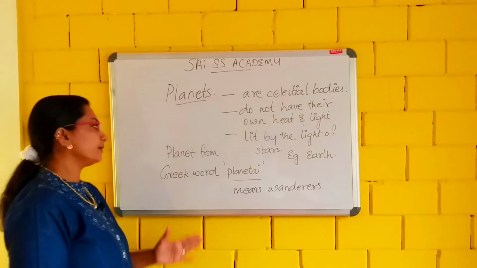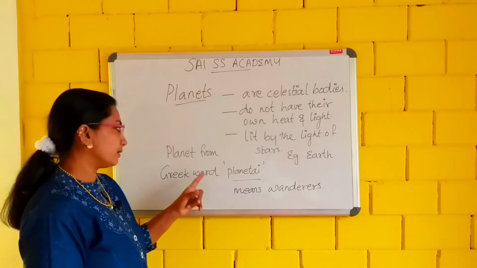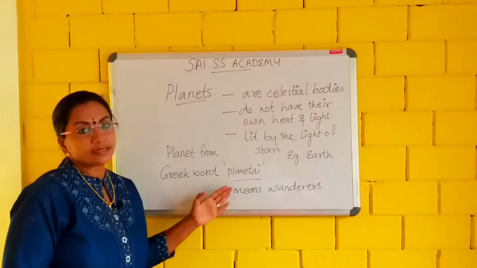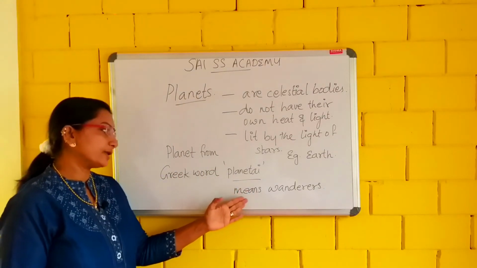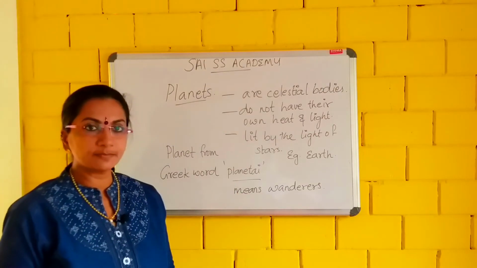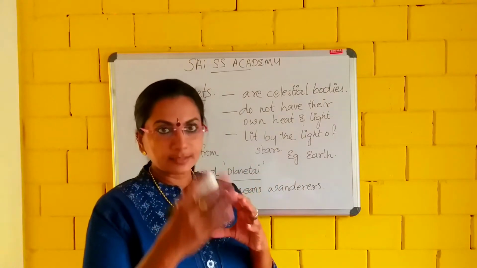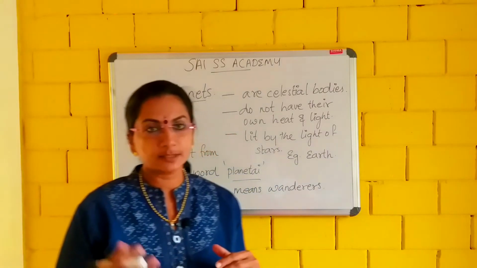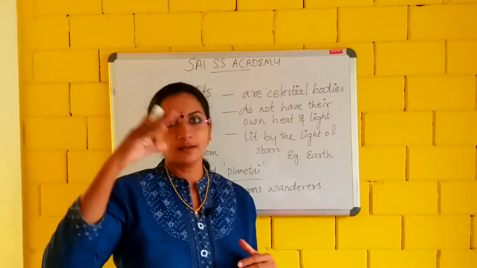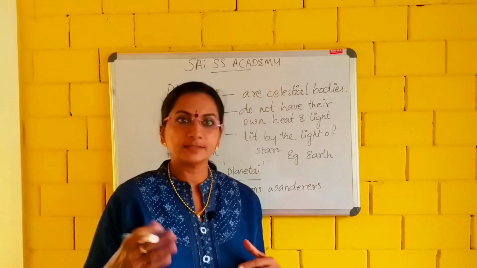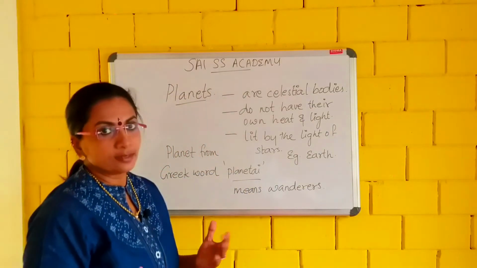Example, Earth. And one thing I have to say is that planet is derived from the Greek word planetai. What is the meaning of planetai? Planetai means wanderers. Wanderers means going here and there. Next class I will take the topic solar system, and then you can understand more about the meaning of wanderer. All the planets are revolving and rotating around the sun, going here and there always. That is why the word wanderer came.